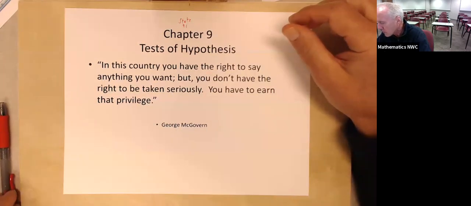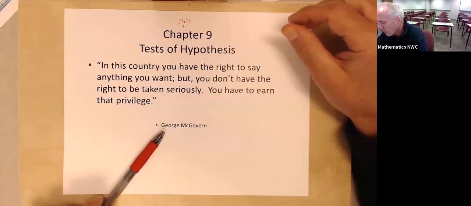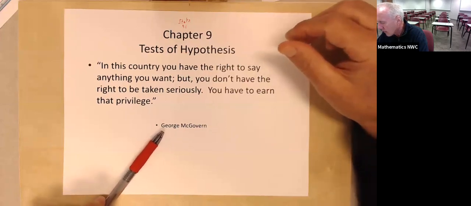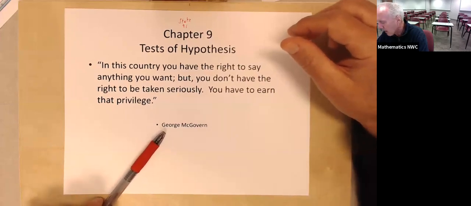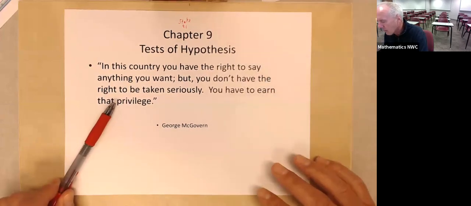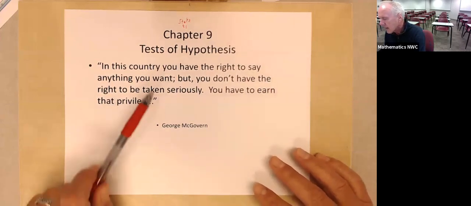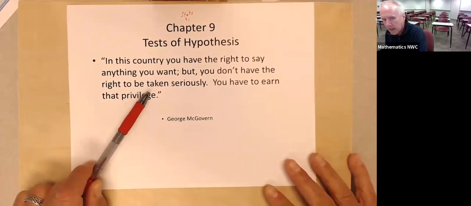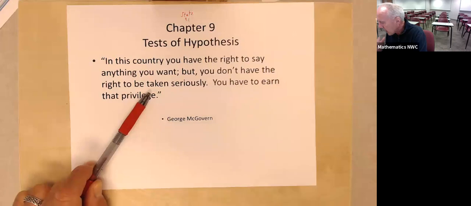He actually is a graduate of Dakota Wesleyan, and he was here when President Greg Christie was inaugurated into his position here at the college. George McGovern, who was a former presidential candidate, one of the last two, gave the speech during that time. Again, he was a Dakota Wesleyan grad. But a good quote here, a good quote. Tests of hypothesis are all about earning that privilege to be taken seriously. Basically, it's a test, as we're going to see here right now.